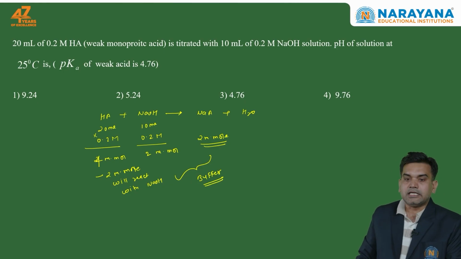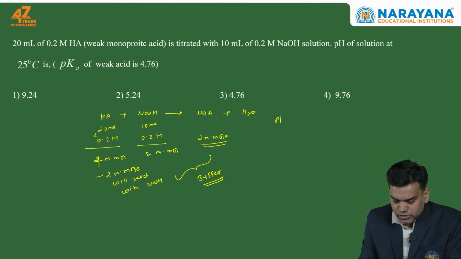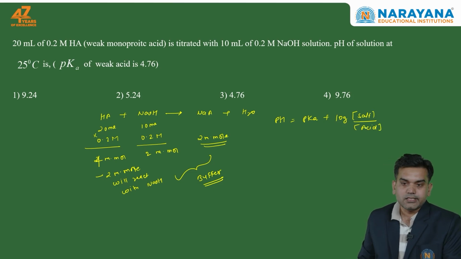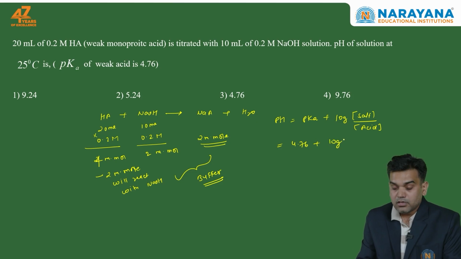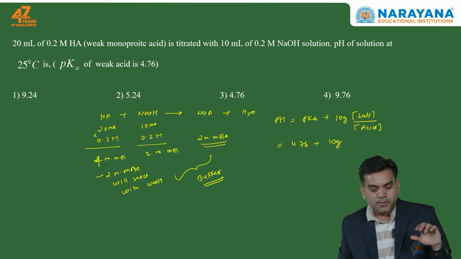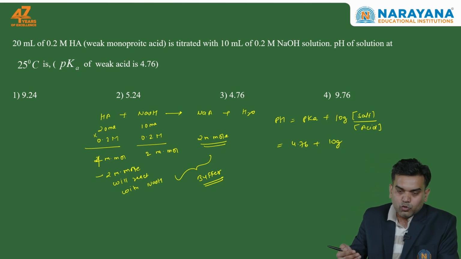And what kind of buffer is it? It is the acidic kind of buffer. So I can directly apply the equation: pH is equal to pKa plus log of the concentration of salt divided by the concentration of the remaining acid. As per the question, pKa is equal to 4.76 plus log of the concentration of salt. The concentration of salt will be the moles of NaA divided by the total volume, so 2 by 30.